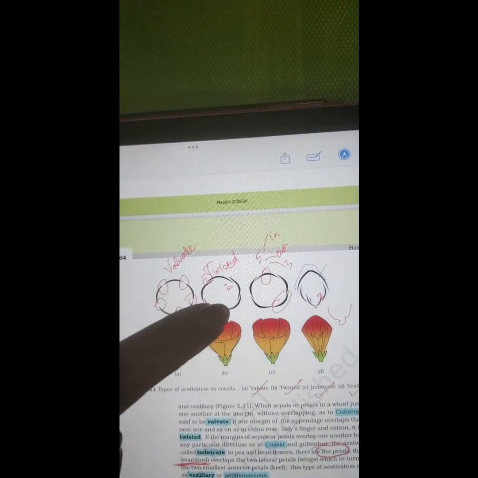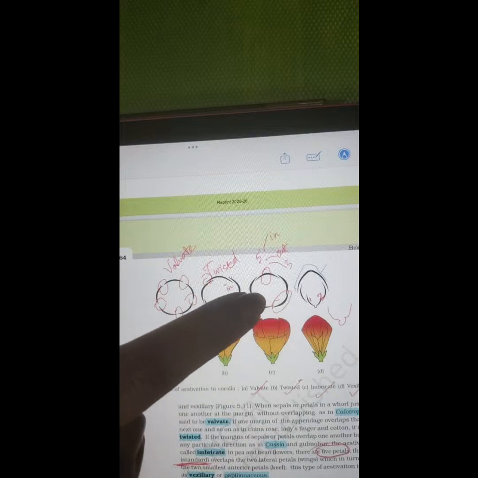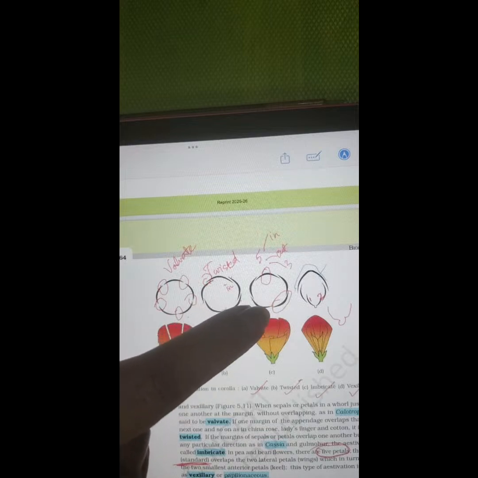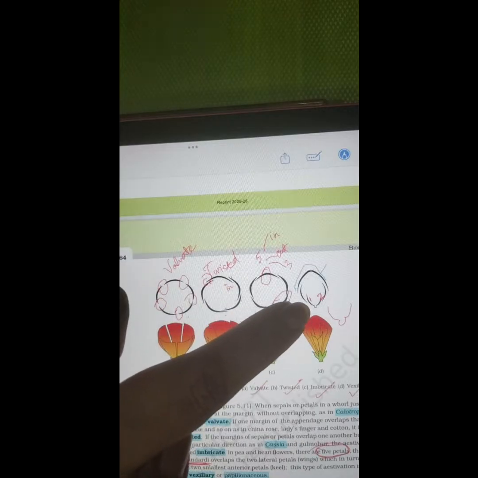So if the petals are showing this type of arrangement, they will fall into the category of valvate estivation or twisted estivation. This third one is the imbricate, where one is in, one is out, and the rest 3 are twisted. And the last one, this one was vexillary.